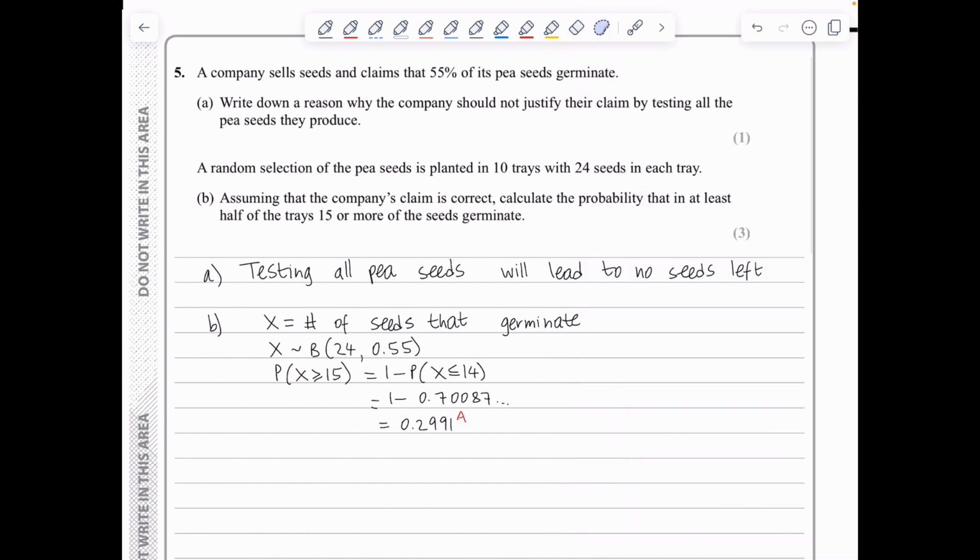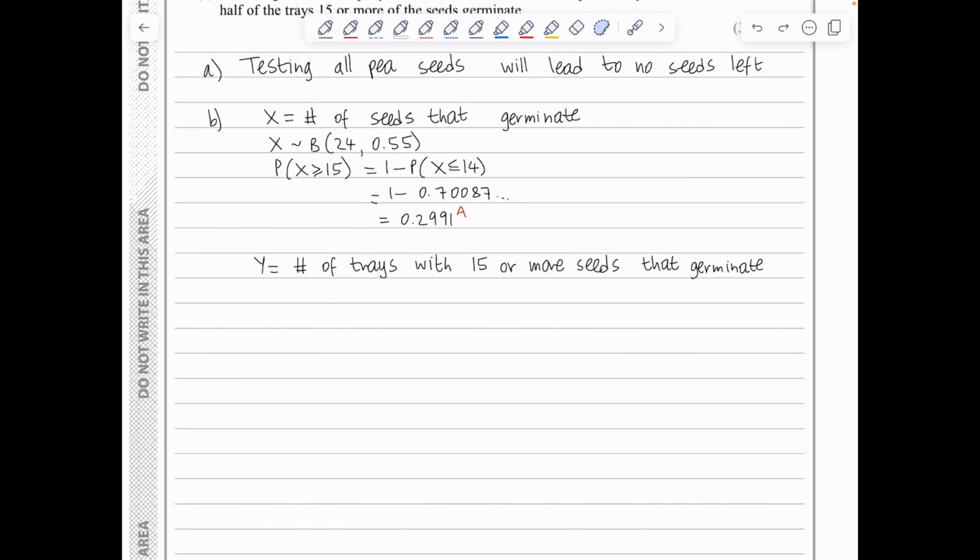And I'm going to focus now on the trays. I'm going to introduce a new variable y, which is the number of trays with 15 or more seeds that germinate. Now, we can classify each tray as having 15 or more seeds that germinate or not. So this is yet another binomial random variable with parameter n being 10 and probability of success being the 0.2991 to the A we obtain here. We want the probability of at least 5 of them having 15 or more seeds that germinate. So the probability of y being greater than or equal to 5, which is 1 minus the probability of y less than or equal to 4.